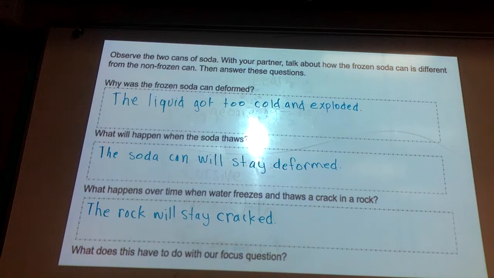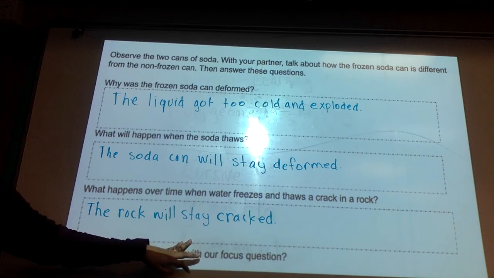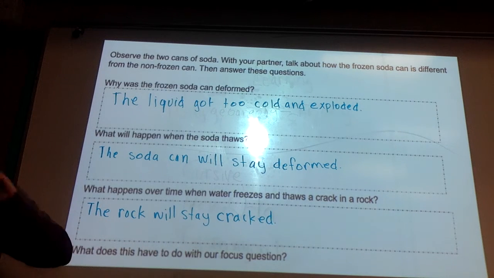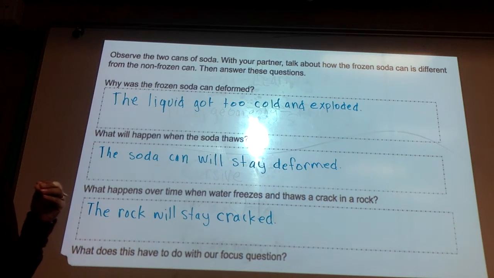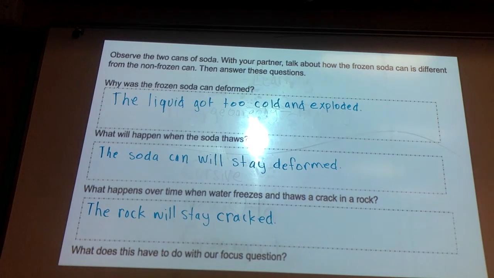Okay, so what does freezing of liquid have to do with mountains changing over time? They get colder and colder every day. So when it freezes, it gets cold, and then the liquid on the mountains will expand, and it breaks the rocks in the mountains, right?